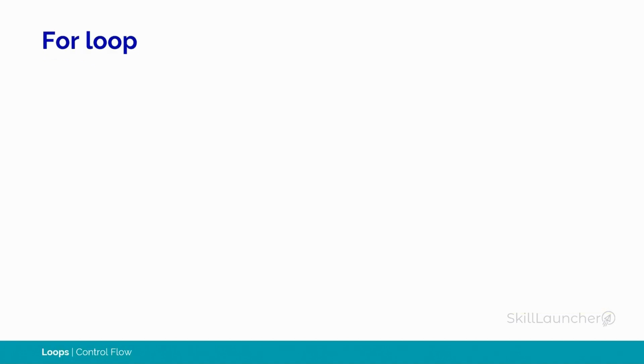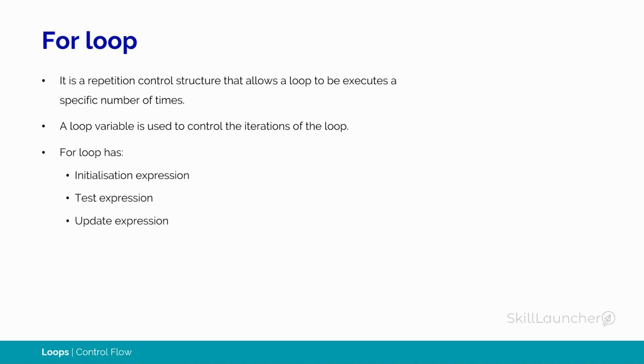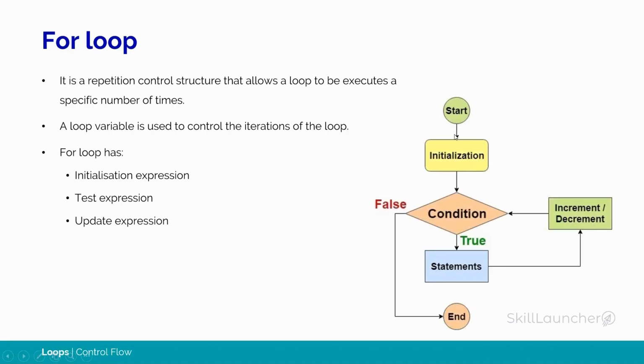Now let us start our discussion with for loops. A for loop is a repetition control structure which allows us to write a loop that is executed a specific number of times. The loop enables us to perform n number of steps together in one line. A loop variable, also known as counter, is used to control the iterations of the loop. Now the for loop has three expressions: initialization expression, test expression, and update expression. Now let us consider that this is the start of the for loop, where the counter is initialized.